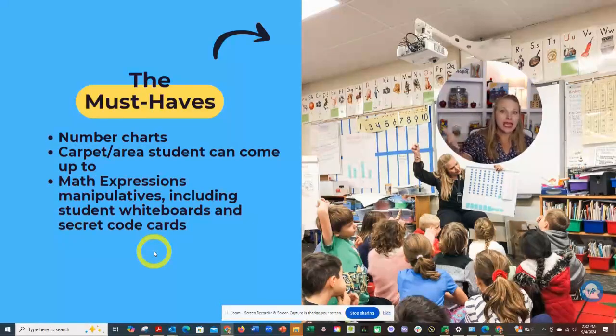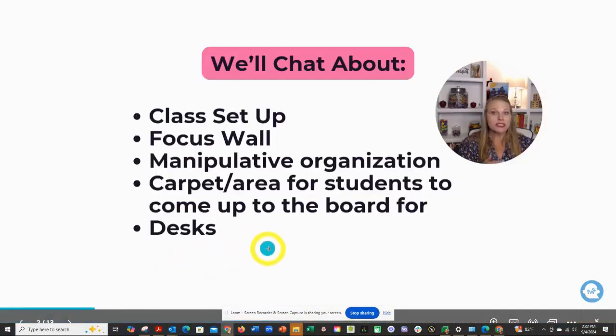Fourth grade, to take away their math expressions board is taking away their scaffolds for multiplication facts. They learned their facts on the math expressions board. And now when they don't have that with the number path where they can do count bys, counting on, etc., they are at a loss. It is their scaffold. So secret code cards, remember secret code cards are really important.